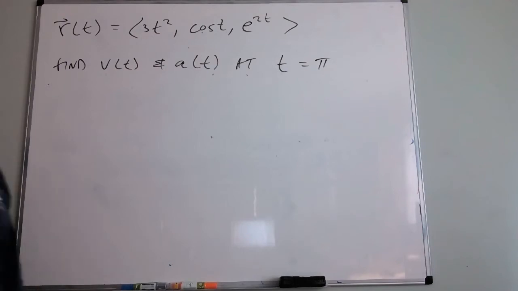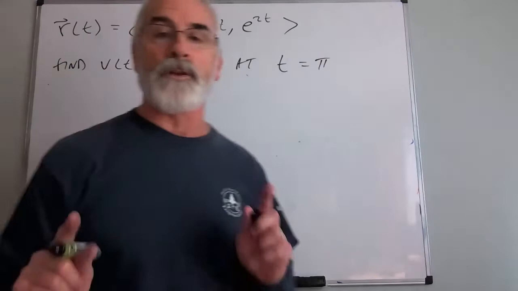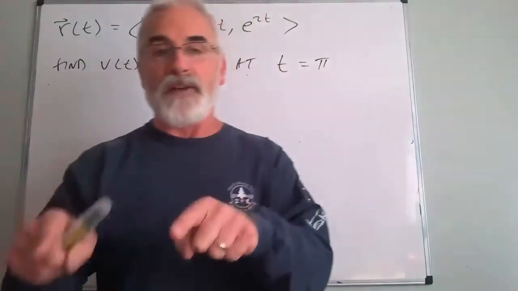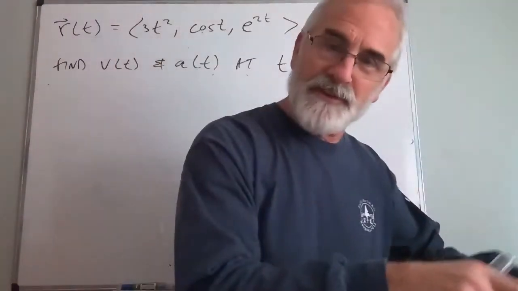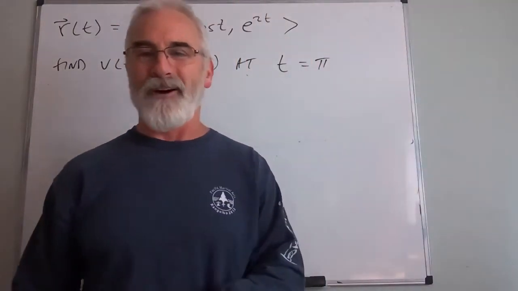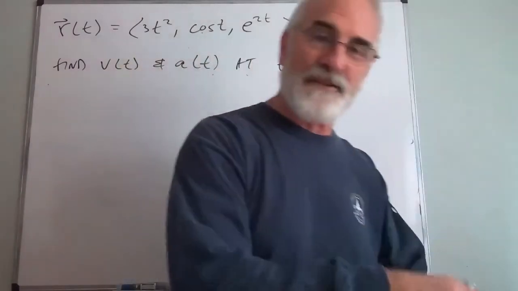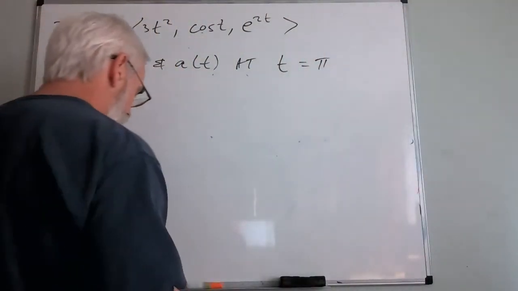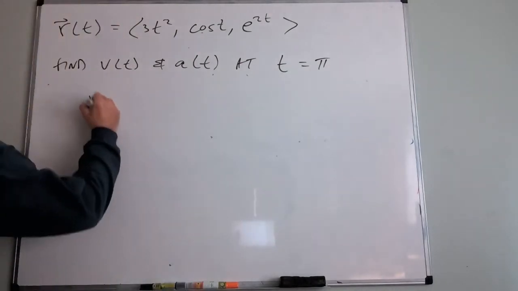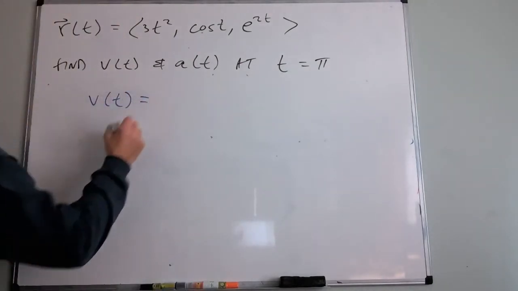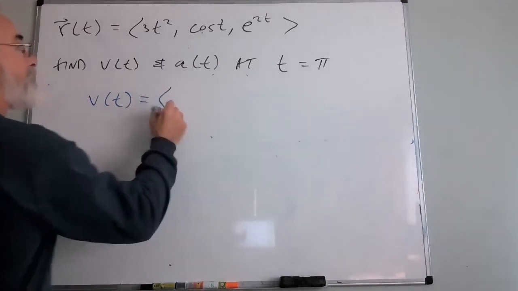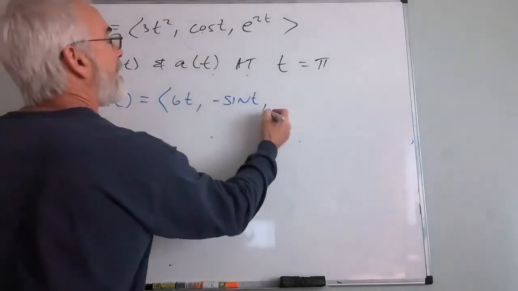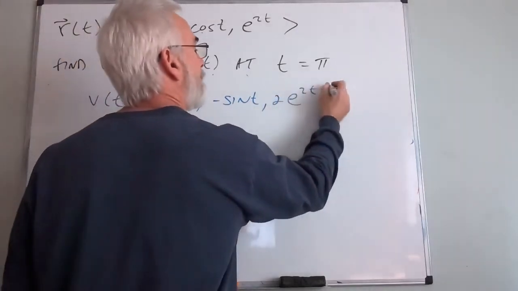Well, that means I have to find v of t and I have to find a of t. And one of the things I always have to remind people, you don't evaluate, then take your derivatives, because then all your answers will be 0. Always take your derivatives, then evaluate, because otherwise you get a little bit of trouble there. So first thing I'm going to do is find v of t. That is the vector of derivatives. So that would be 6t, negative sine t, 2 times e to the 2t.